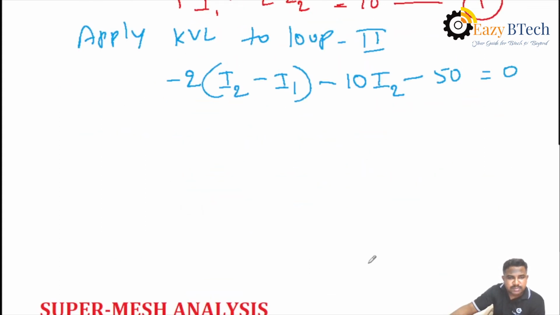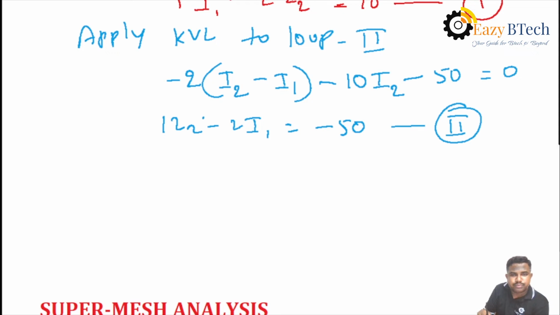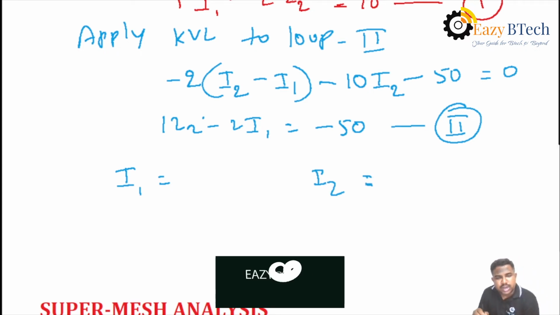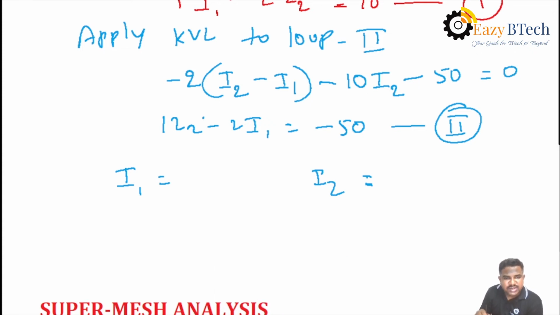Then you can simplify that equation here, that is 12 I2 minus 2 I1 equal to minus 50. That is taken as equation 2. Then you can solve I1 and I2. You can solve by using Cramer's rule also. You can solve the equations, or by using a calculator, you can simply find out the values from both equations.